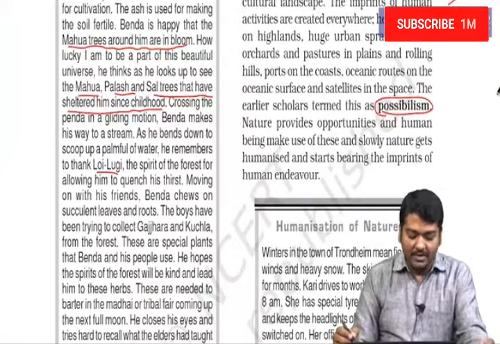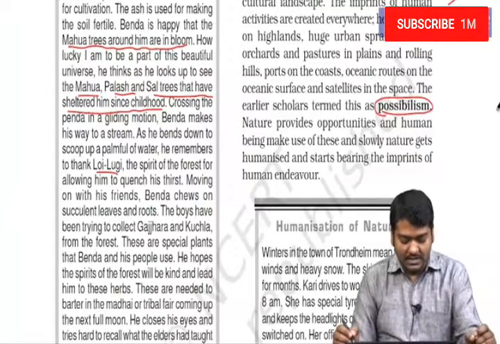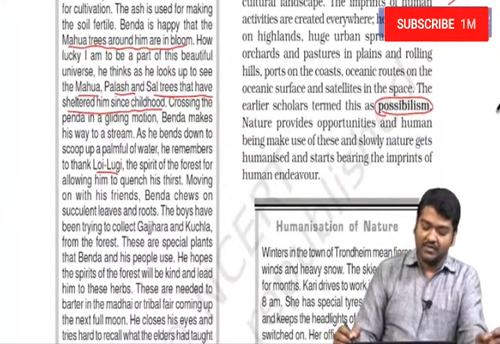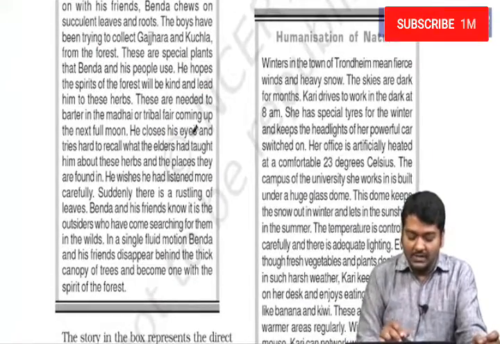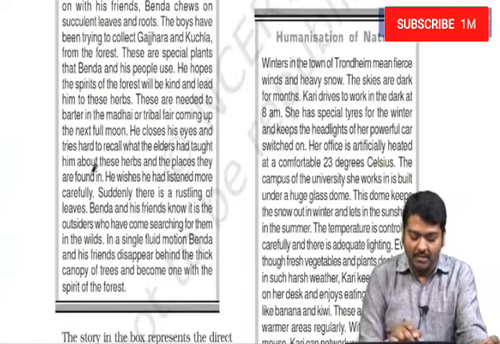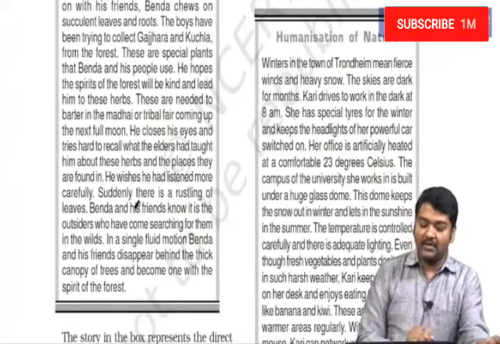The boys have been trying to collect gajara and kuchla. These are special plants that Benda and his people use. He hopes the spirits of the forest will be kind and lead him to these herbs. He closes his eyes and tries hard to recall what the elders had taught him about these herbs and places they are found in. He wishes he had listened more carefully.